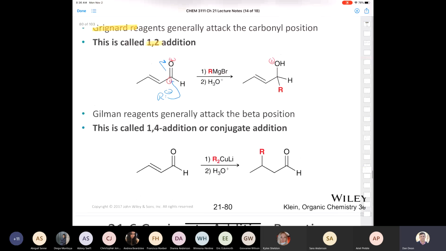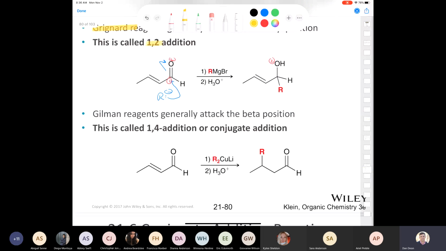But if you treat it with a Gilman reagent, right, a dialkyl lithium cuprate, what would happen in that case? A Gilman reagent is actually going to attack at the beta position, right? This is the beta position here. Here's the alpha position, and this is called conjugate addition or 1,4 addition. Now, if you look at what's being added overall, you see that you added this R group, and then you added a hydrogen here, right? There was already a hydrogen here, and you added a second one. Okay, so that kind of looks like it would be 1,2 addition, doesn't it? But in fact, it's 1,4 addition.